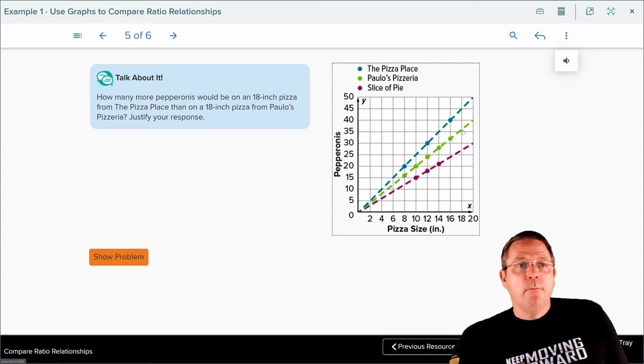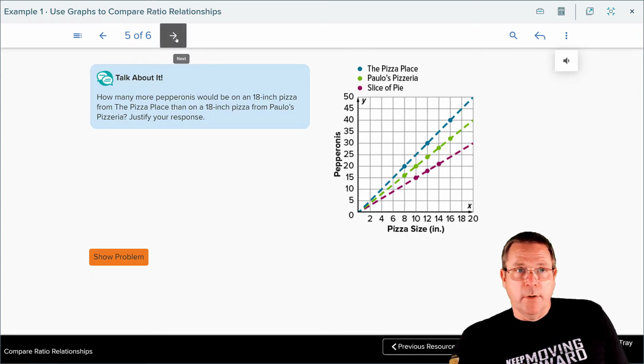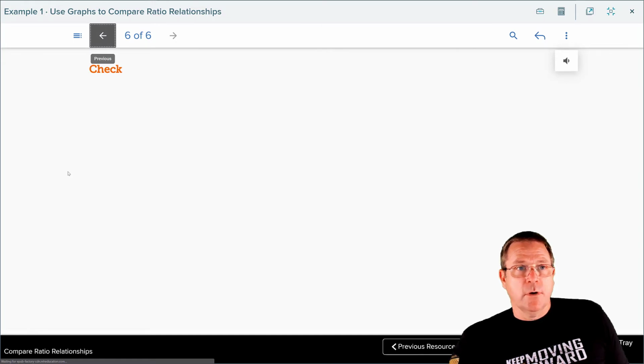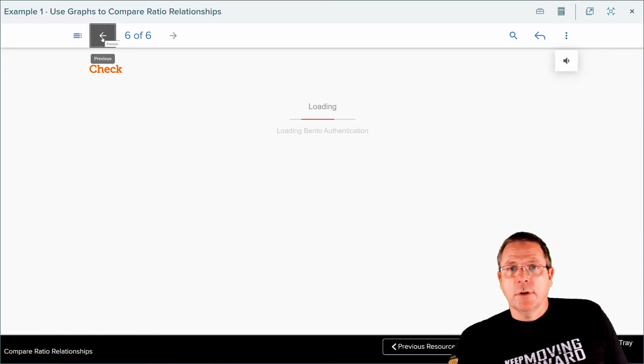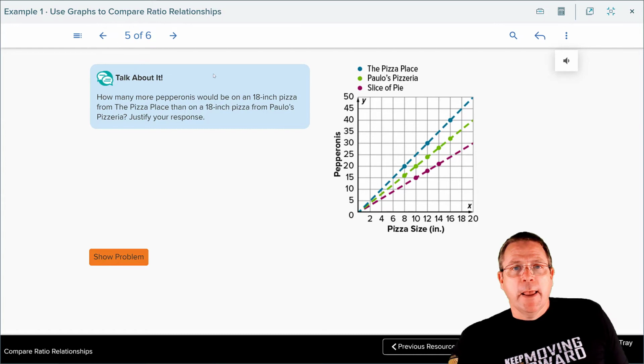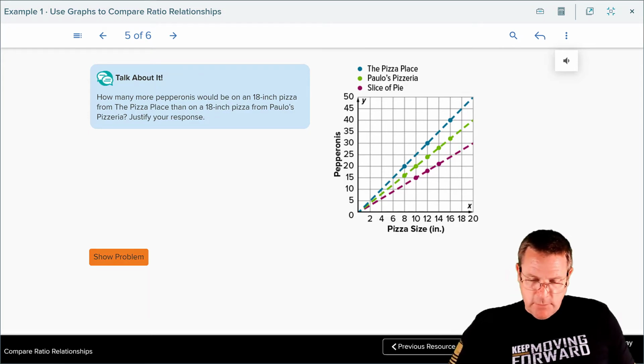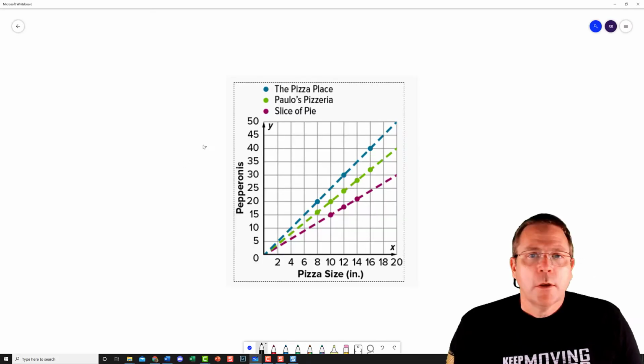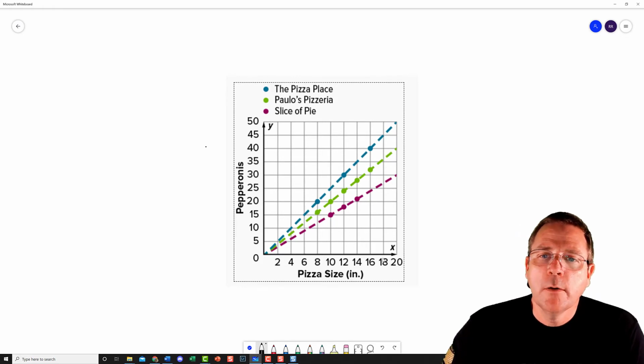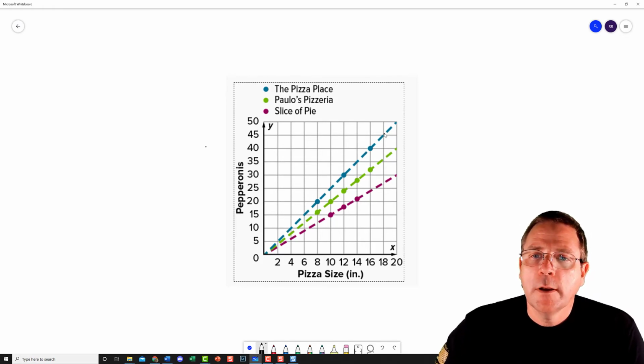So how many more pepperonis would be on the pizza? Let's see if they give us something to work on with that. It's not going to load right, I don't think. These usually don't. So we're going to skip back on that. How many more would it be? That is going to be 45 minus 36. Let's make a screenshot of that. So right here, we're going to mark it up now. On the 18, we got this point right here, which was a point for about 45.